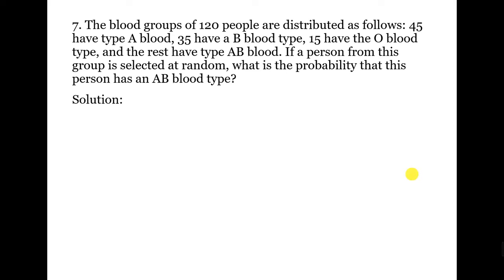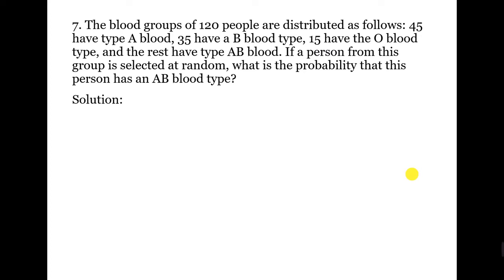For the next problem, the blood groups of 120 people are distributed as follows. 45 have type A blood, 35 have B blood type, 15 have the O blood type, and the rest have type AB blood. If a person from this group is selected at random, what is the probability that this person has an AB blood type?